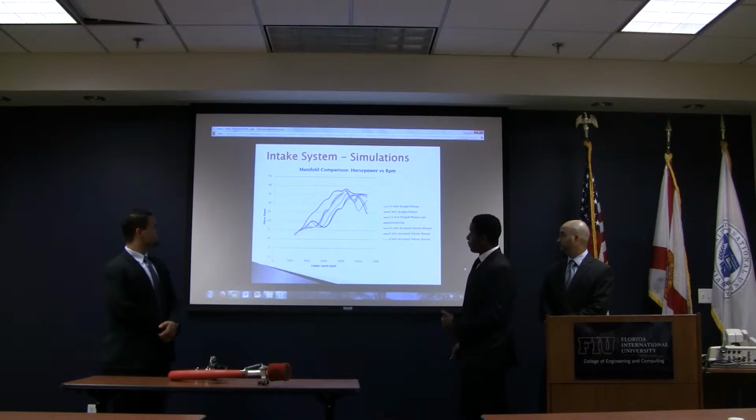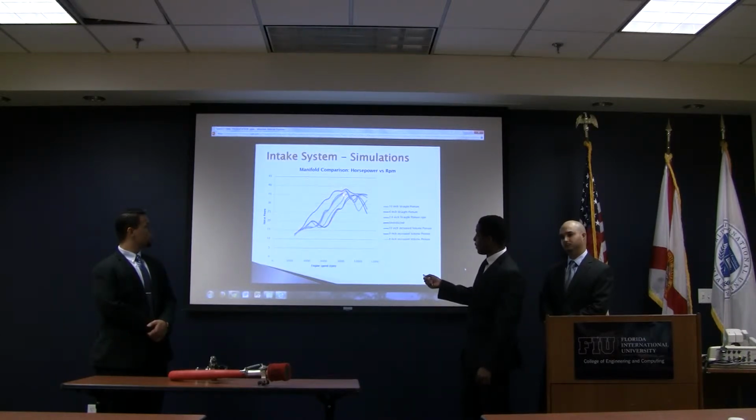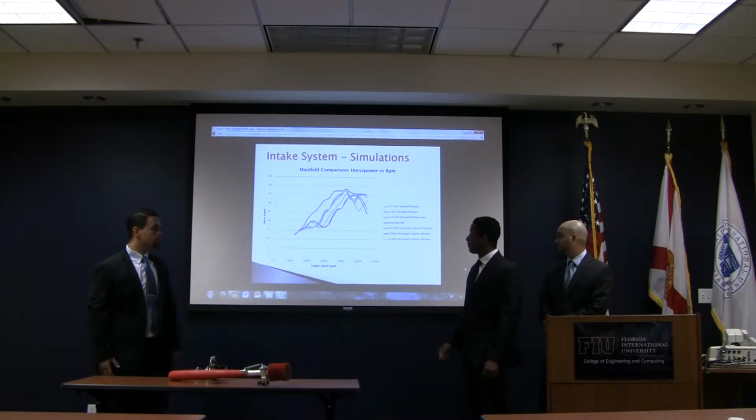And finally, for the graphs, we have a horsepower over RPM curve. As you can see, with each increase in plenum volume, there is an increase in horsepower. And we've almost achieved the same peak horsepower as the stock engine.